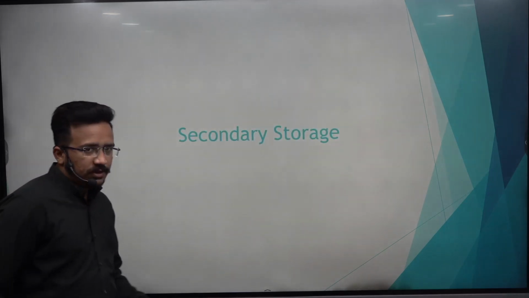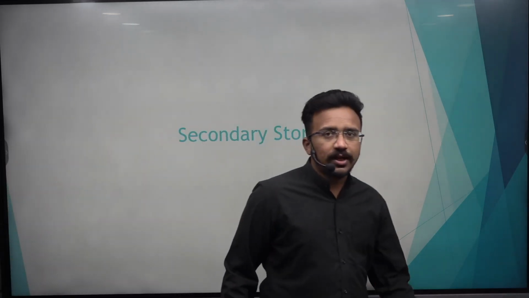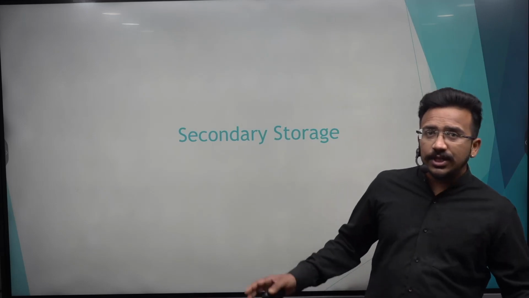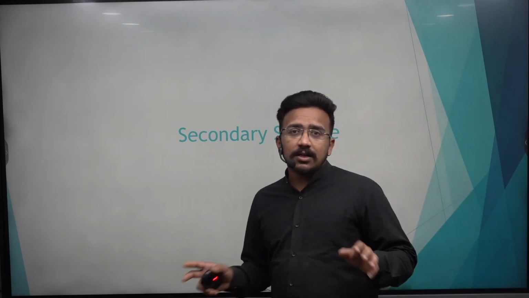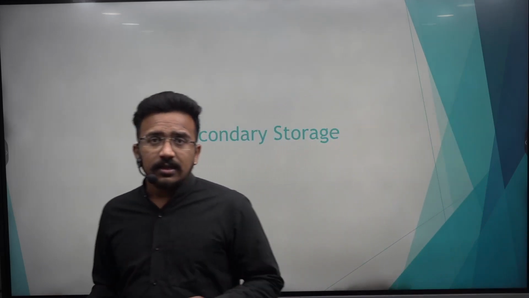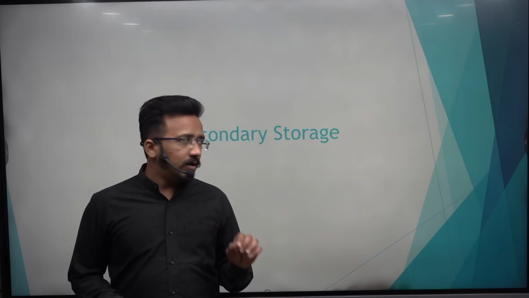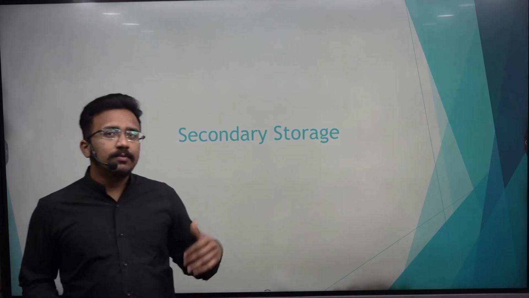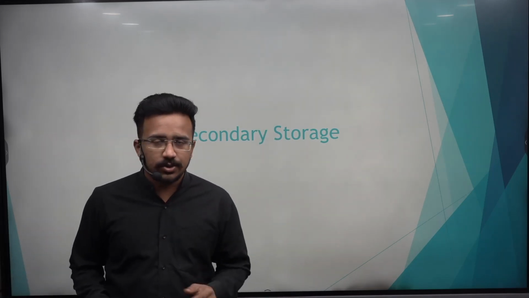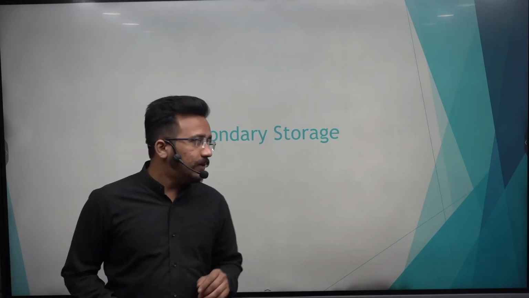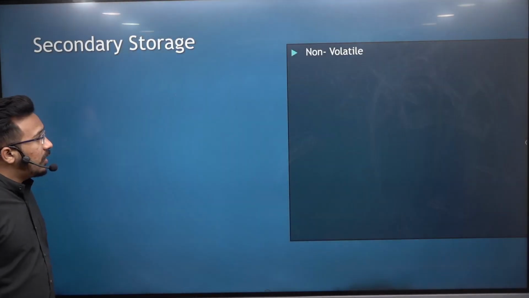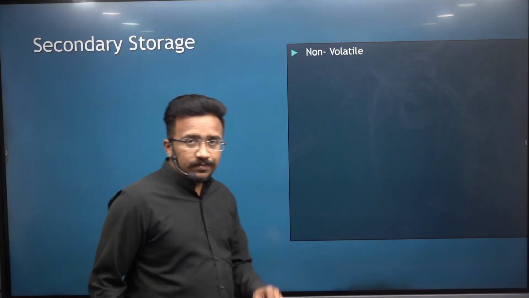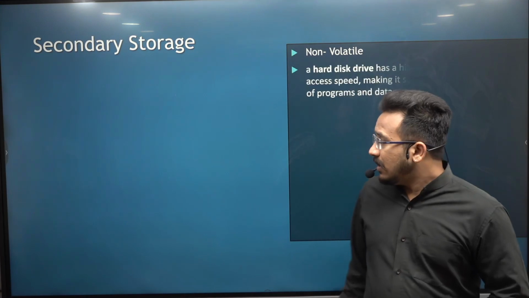Now we come to the secondary storage. The permanent kind of storage, it has a large capacity. System components like the hard disk and SSD come in the category of secondary storage. So let's study this first. Non-volatile permanent storage memory.